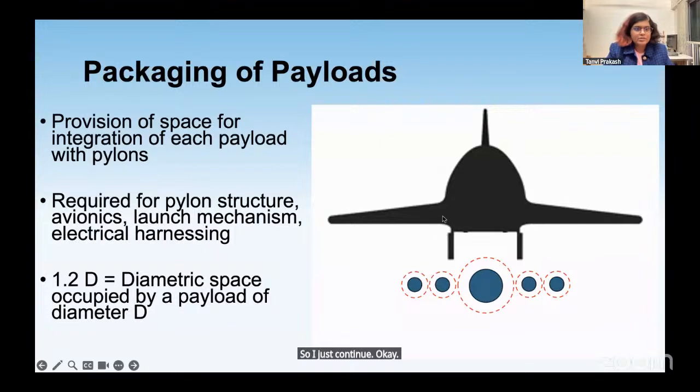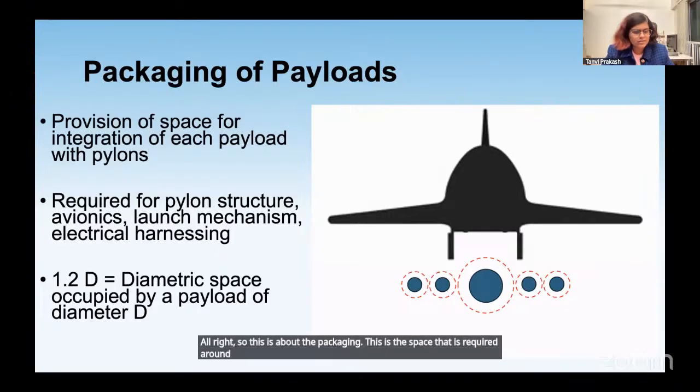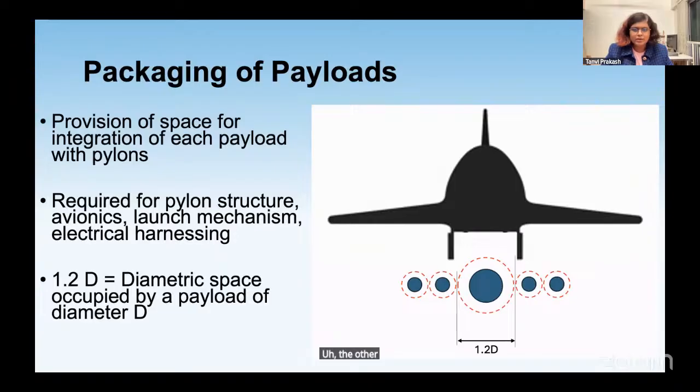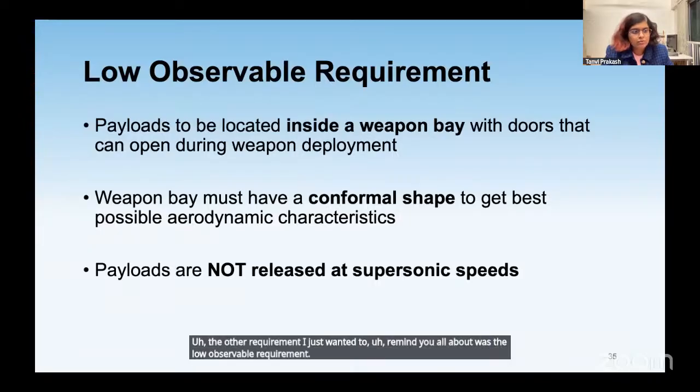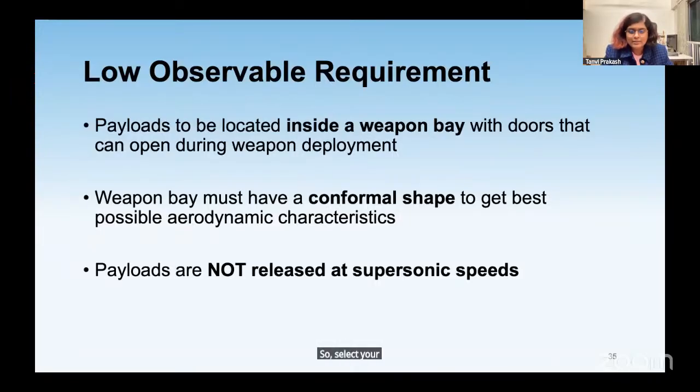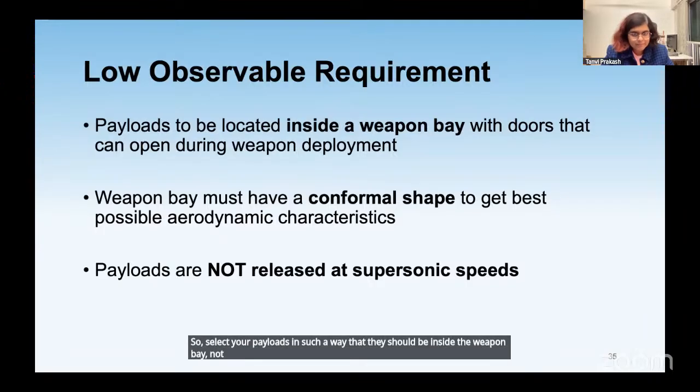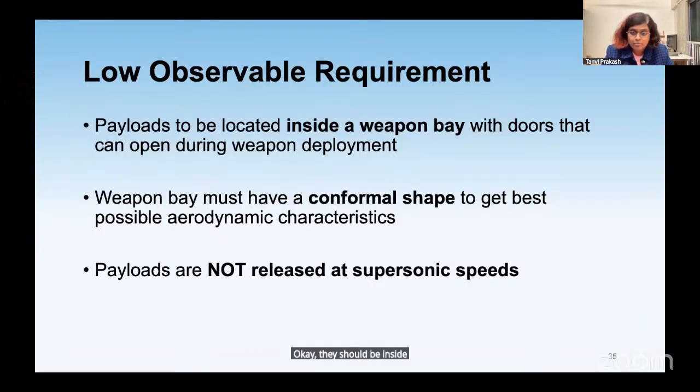All right. So this is about the packaging. This is the space that is required around each of these payloads. And we are almost done anyway. The other requirement I just wanted to remind you all about was the low observable requirement. So select your payloads in such a way that they should be inside the weapon bay, not under the wing. Okay, they should be inside a conformal shaped weapon bay so that you can get your best possible aerodynamic characteristics.